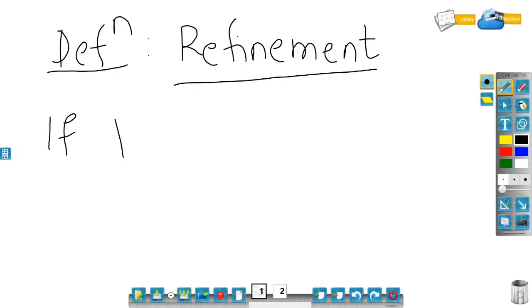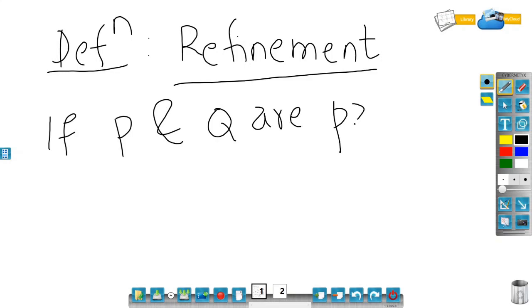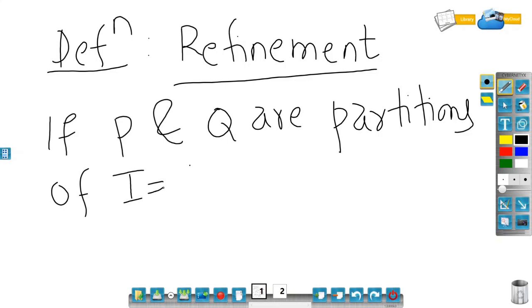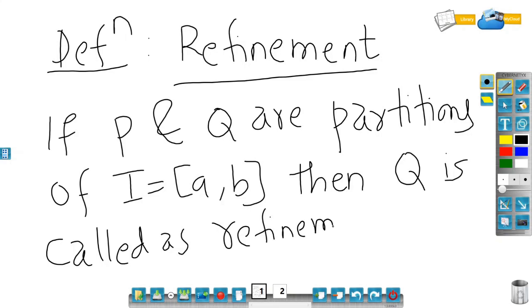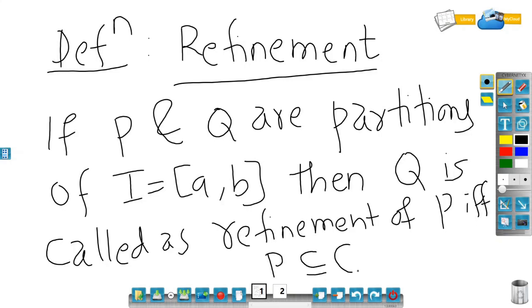If P and Q are partitions of capital I, which is equal to the closed interval a comma b, then Q is called a refinement of P if and only if P is a subset of Q.